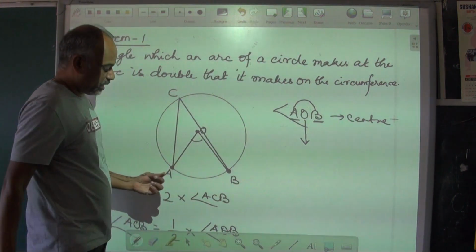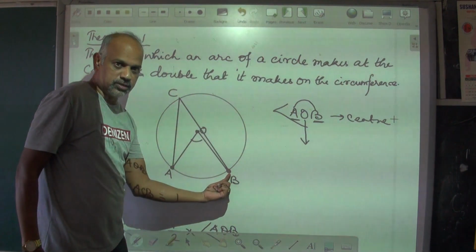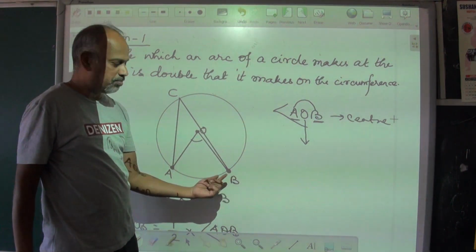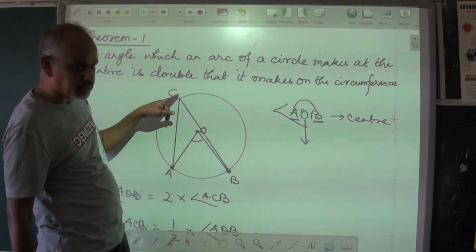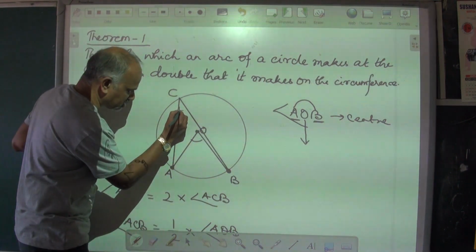Now the same arc AB is also going to make one more angle, but that angle is made on the circumference. The second angle I am going to consider is this one.